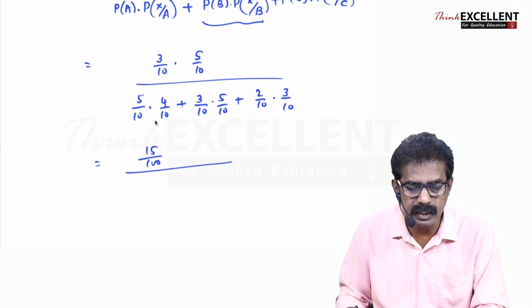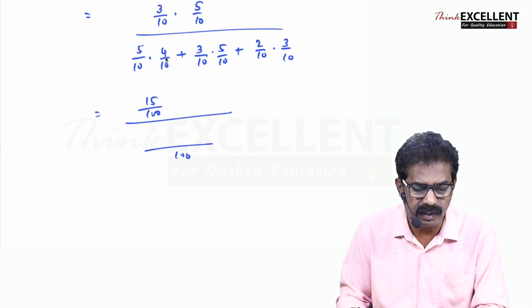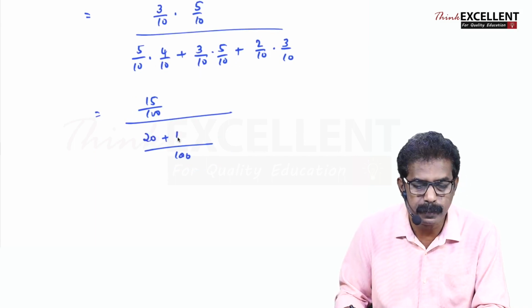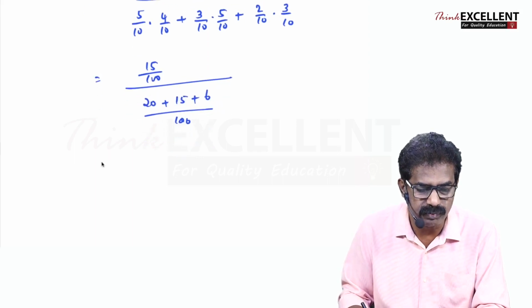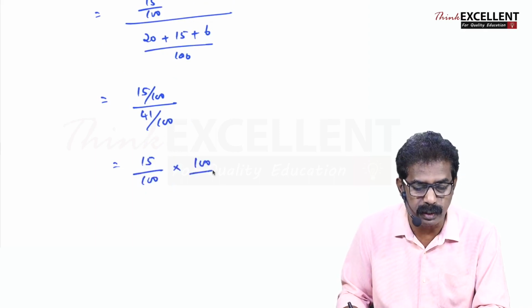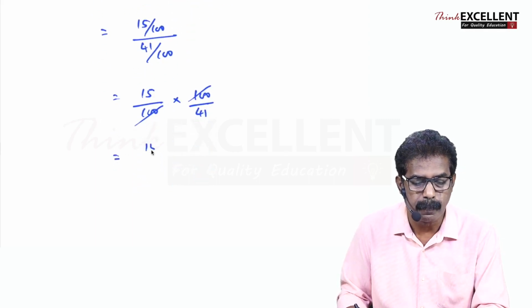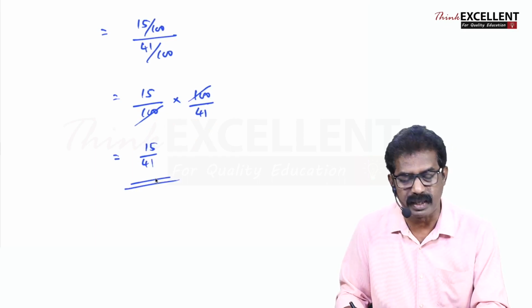Here denominators 10 into 10, 10 into 10, 10 into 10. So 100 is LCM. 5 4s are 20. Plus 5 3s are 15. 2 3s are 6. So 15 by 100 divided by, if you add all these things, you are getting 41 by 100, right? So it is 15 by 100 into 100 by 41. So 100 cancel. So your answer is 15 by 41. That is your final answer, okay?